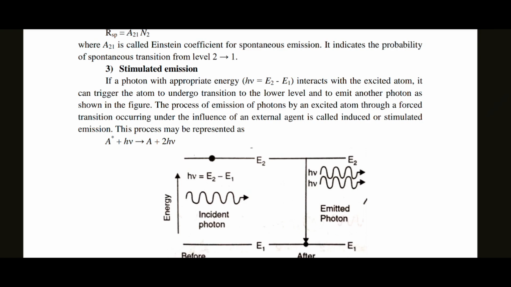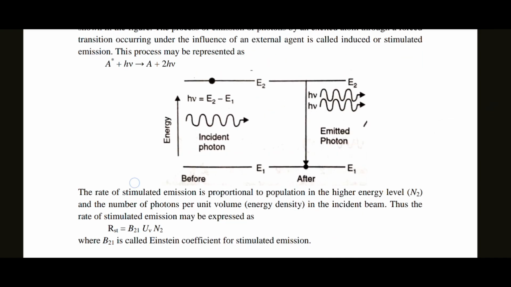This process may be represented as A star plus h nu is equal to A plus 2h nu, as shown in the diagram, where a photon with appropriate energy, that is h nu equal to E2 minus E1, interacts with the excited atom, which triggers the atom to undergo a transition to the lower level and to emit another photon. This process of emission of photons through a forced transition under the influence of an external agent is called stimulated emission.